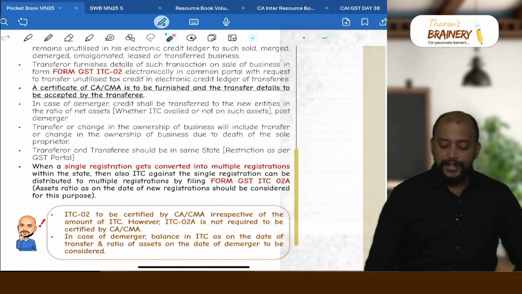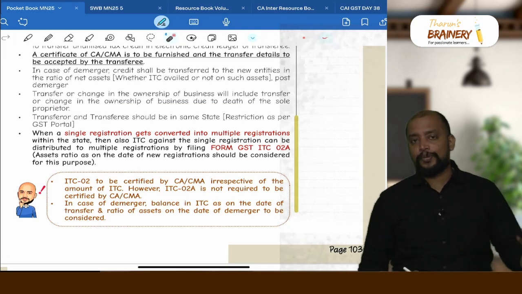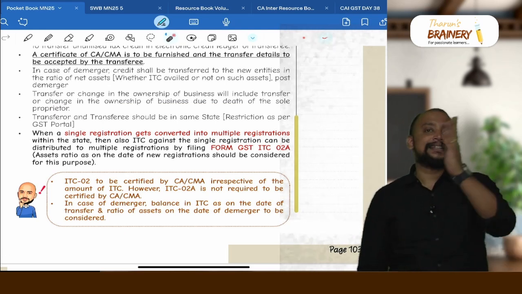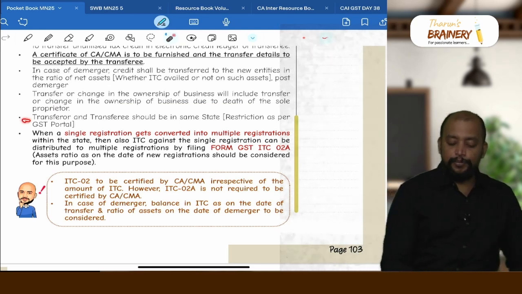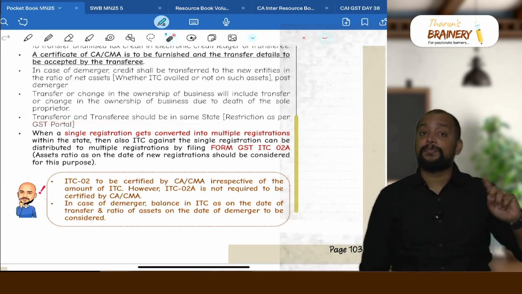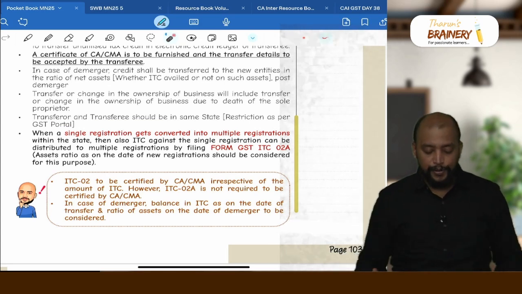Then transfer or change in ownership of business will include transfer or change on account of death of the sole proprietor. So when the sole proprietor dies, the successor should get a new registration and the ITC can be transferred. One important point is that transferor and transferee should be in the same state. If the transferor is in Karnataka and the transferee in Tamil Nadu, it is not possible.